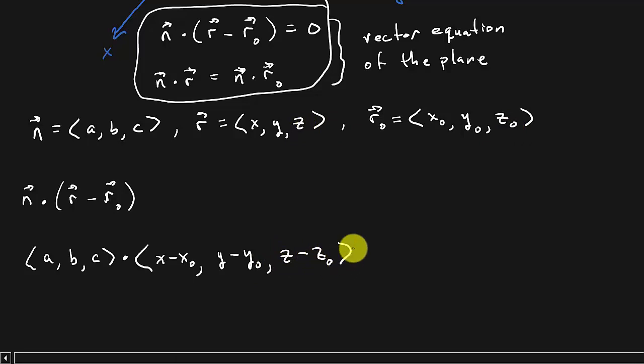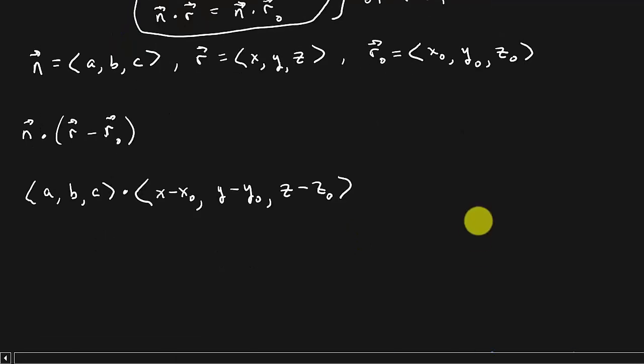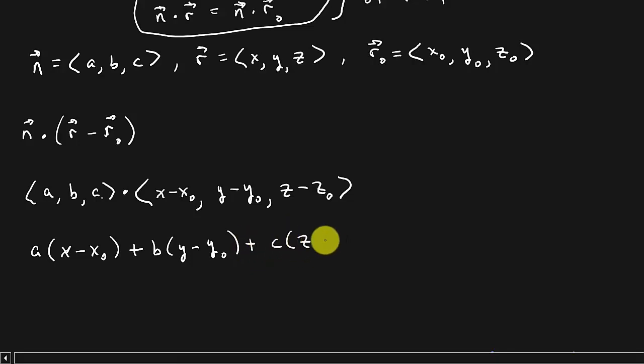And so if I do the dot product, that's going to be what? That's going to be A times X minus X0, right? I do this times this, plus this times this, B times Y minus Y0, and then C times Z minus Z0. And this equals 0.